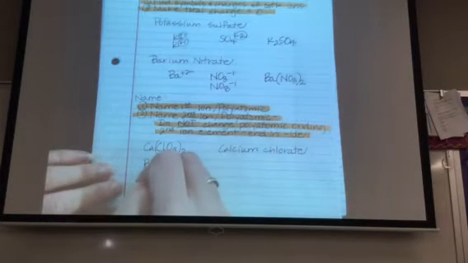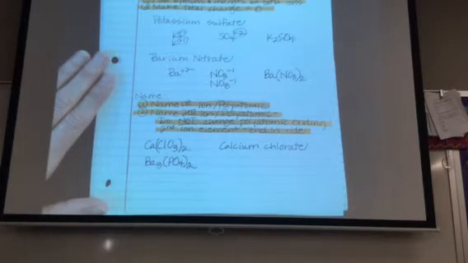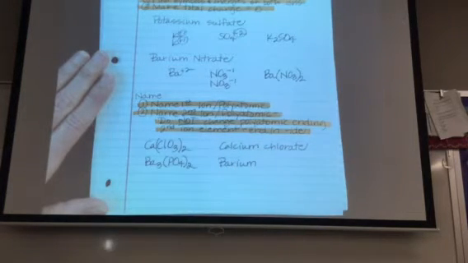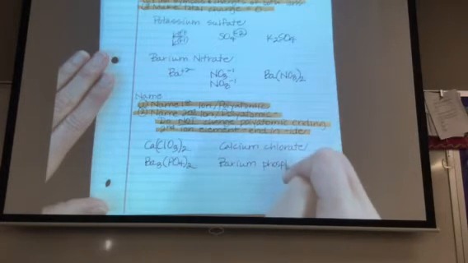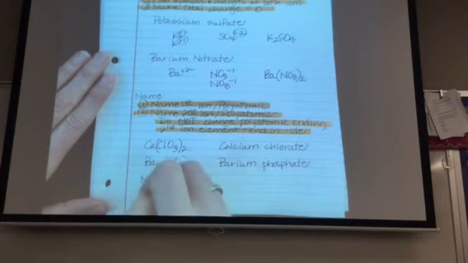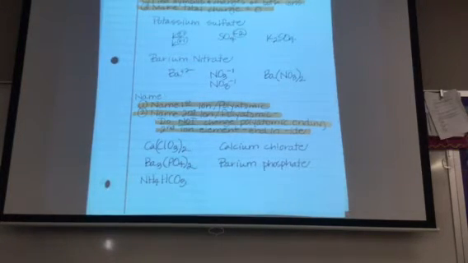What if I give you Ba3(PO4)2? What's Ba? Barium. What's PO4? Phosphate. Okay, one more. NH4HCO3.